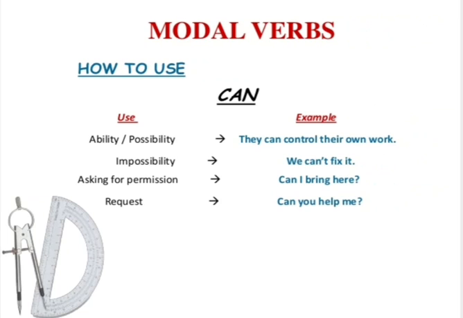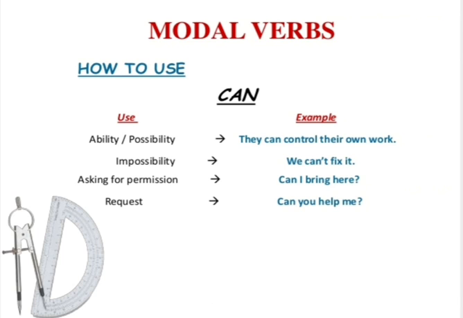So first let us see can. How we use can. So use is given, then example is given. So first you see uses of can, ability or possibility. Can is used to show ability or possibility. Like example, they can control their own work. So they have the ability to control their work. So we can use can to show ability. They can control their own work. Impossibility, cannot. So we cannot fix it.